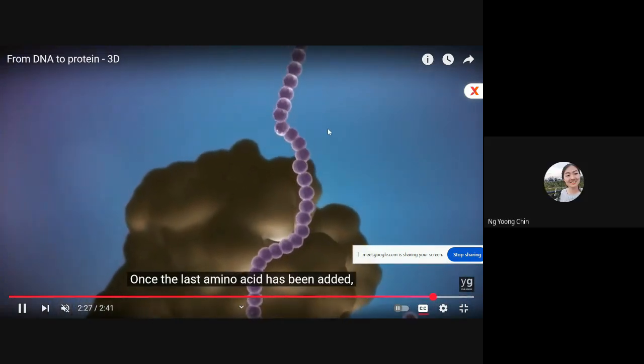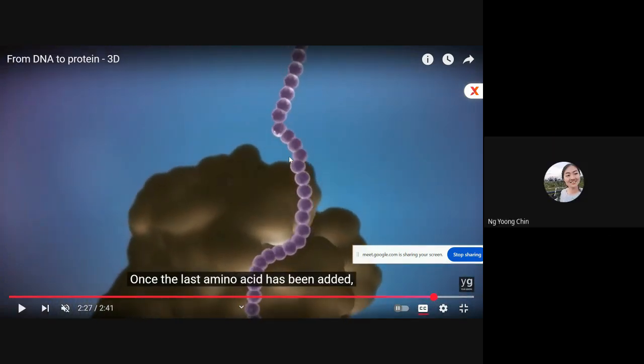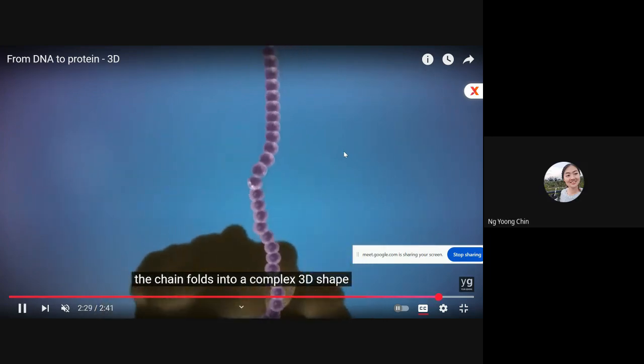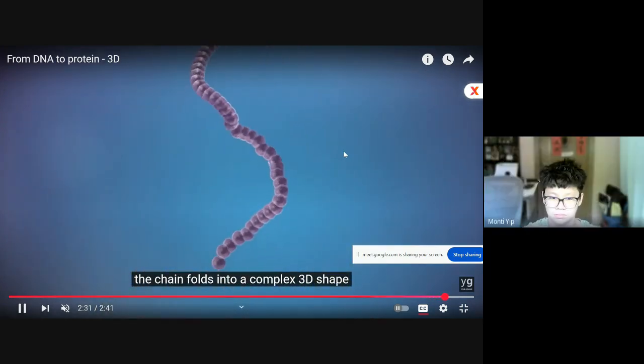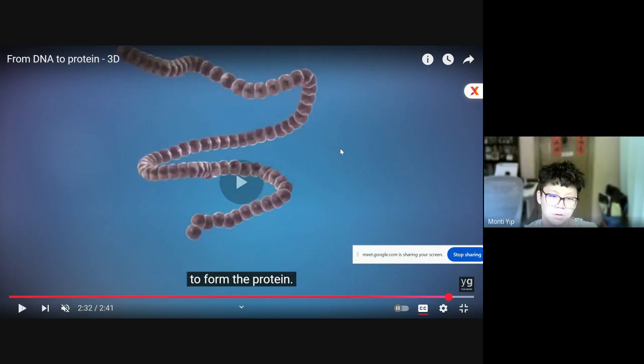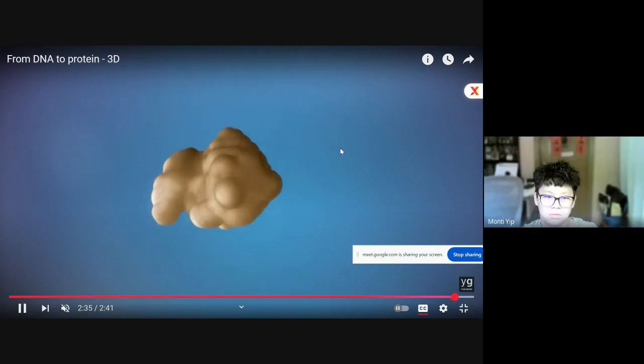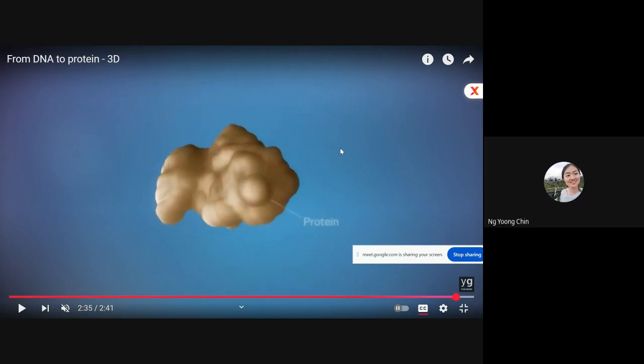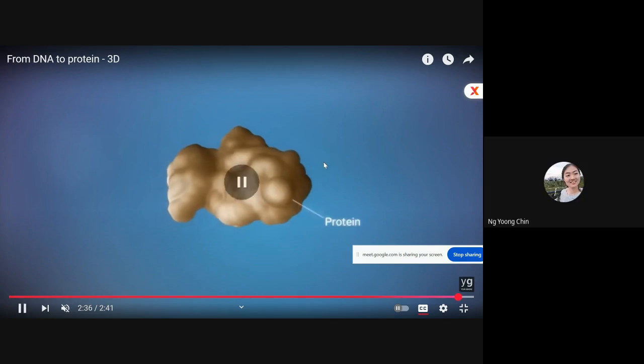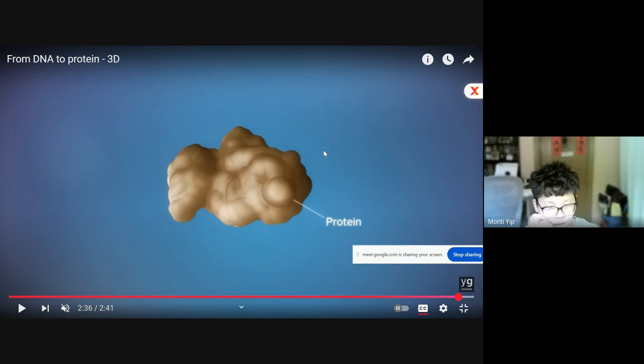What is this structure? This structure is a polypeptide chain. You heard before, right? So this polypeptide chain will fold. See how they fold? They become the protein first. Sorry, polypeptide chains will become protein first. Like this, proteins. So now they become a raw protein structure.